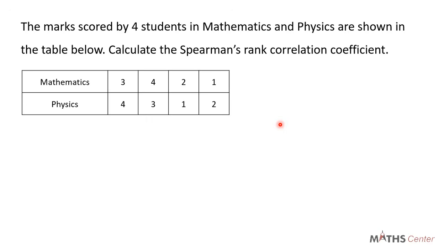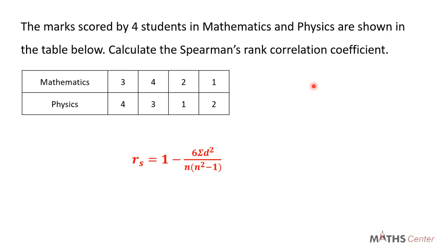Let's consider this question. The marks scored by students in mathematics and physics are shown in the table below. Calculate the Spearman's rank correlation coefficient. So we have the table here. We have mathematics and then physics. For mathematics, we have 3, 4, 2, 1. For physics, we have 4, 3, 1, 2. We are going to calculate the Spearman's rank correlation coefficient for this data set.